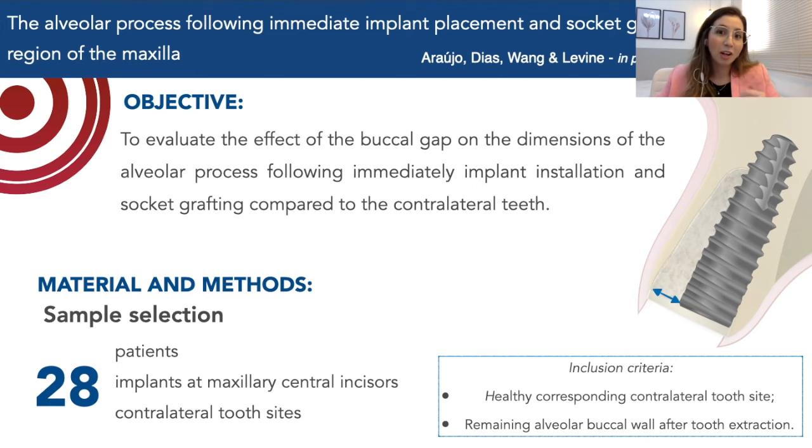Okay, but then we got curious. What is the ideal size of the gap? Is there a reference level that we could use? So, in this study, with the same design, we had the implant site and the contralateral tooth as control. We split now the sample according to the dimension of the gap. The gap was measured during surgery, following immediate implant placement.